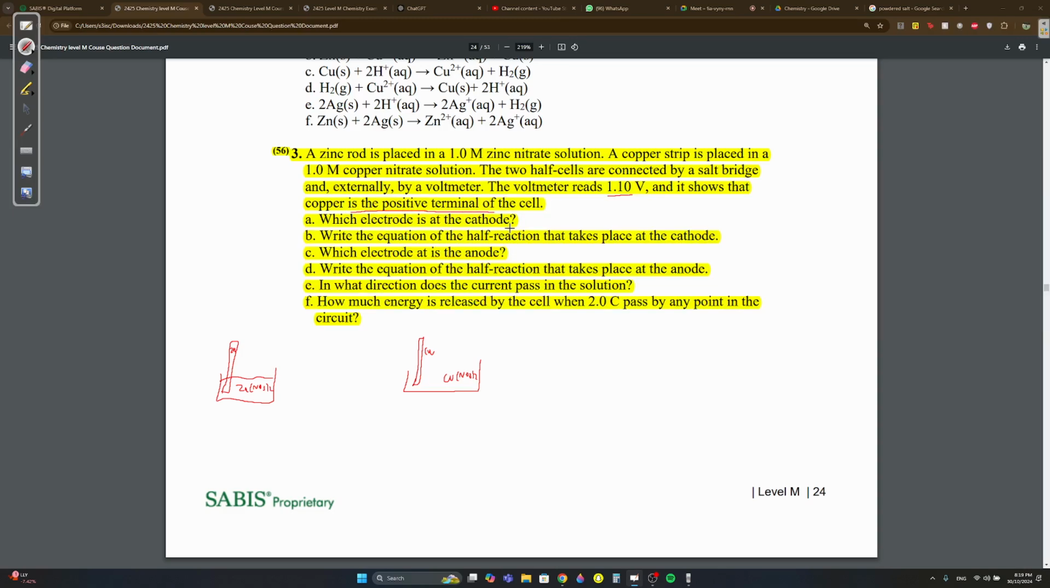So which one's the cathode? Which one's the anode? In galvanic cells, the positive terminal is the cathode. Later, for the final, this will be different because we're going to do electrolysis, which is something else. So over here, copper is the positive one, so it's the cathode, and zinc is the anode. Which electrode is the cathode? The copper electrode.